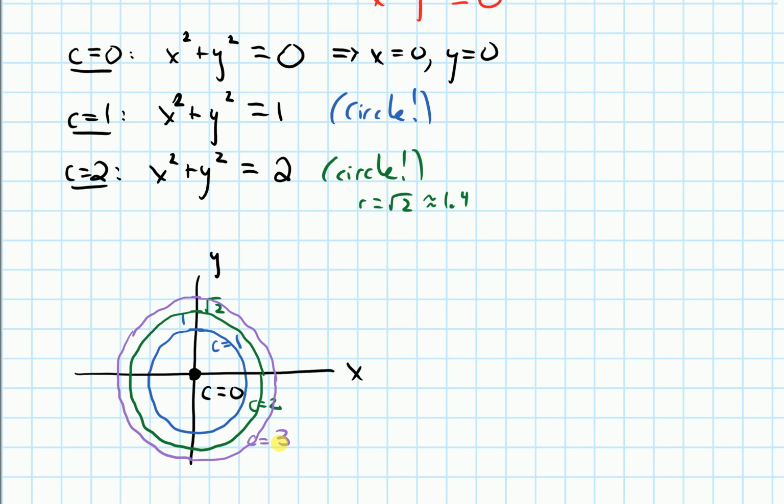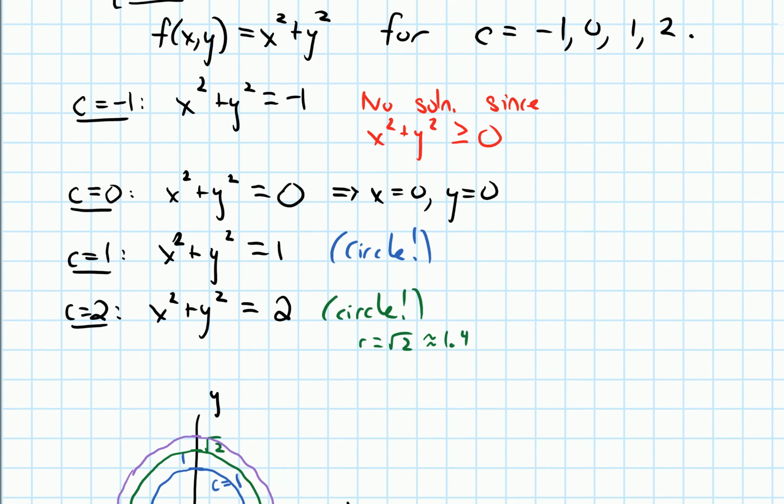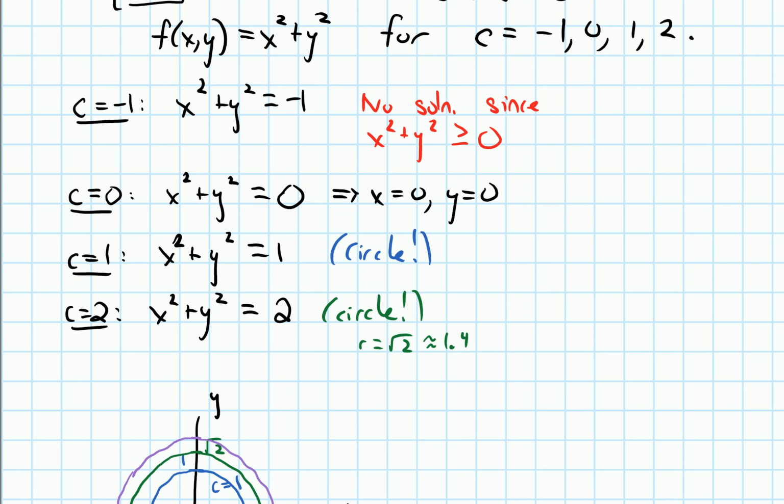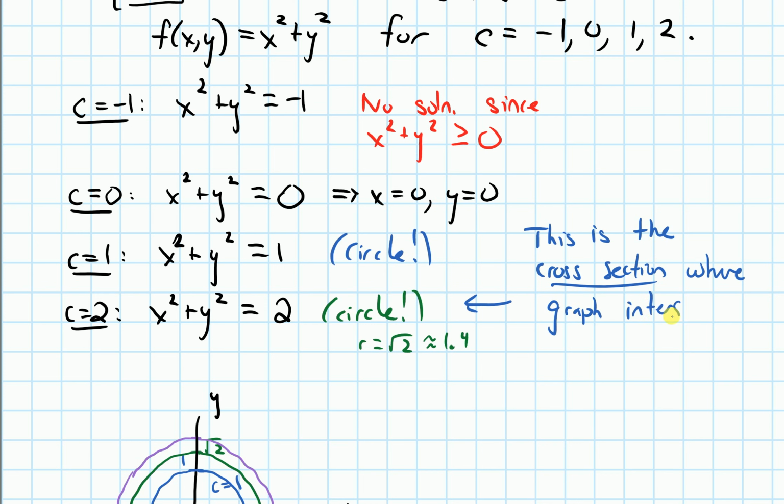So we have these level curves. Graphically, one of the ways I can think about these level curves is as the cross section where the graph intersects the plane z equals 2.